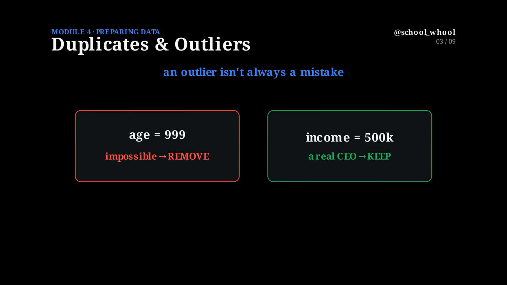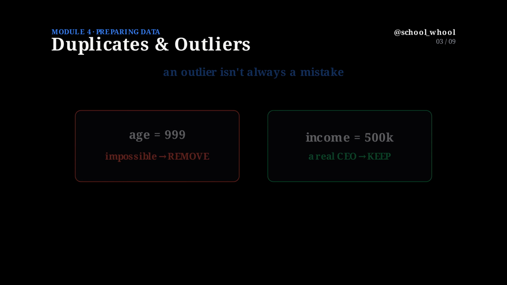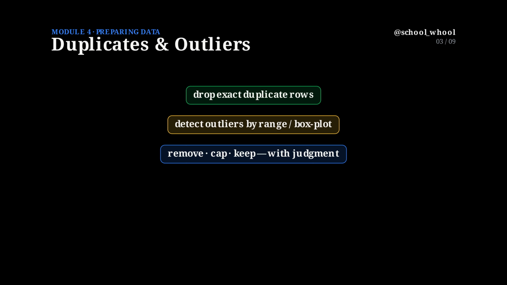An age of 999 is obviously a data entry error. Remove it. But a customer who really does earn 500,000 is a genuine, valuable data point. Keep it. An outlier is not always a mistake. So, drop the exact duplicates, and investigate outliers before deciding to remove, cap, or keep them.